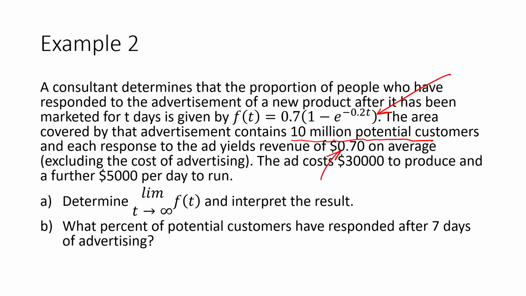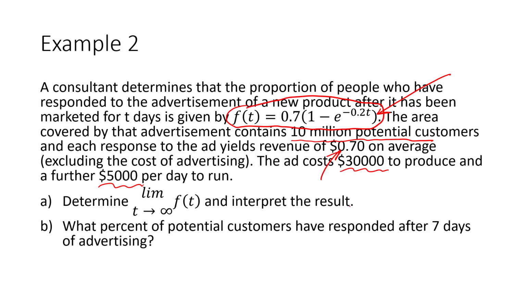Now, that's not profit, that's revenue. And we keep in mind the company wants to maximize their profit, but the costs include $30,000 to produce and $5,000 per day to run. What we're going to do first of all is determine the limit as t goes to infinity of this expression and interpret the meaning of that.